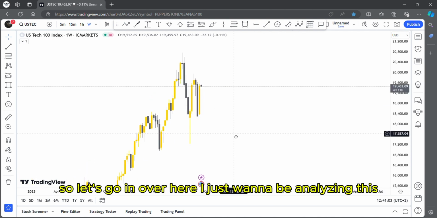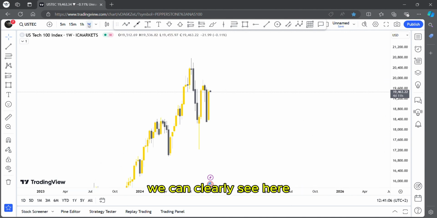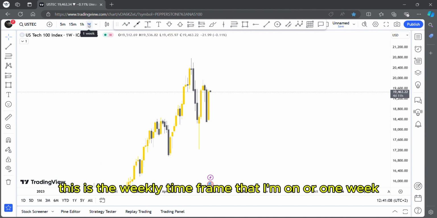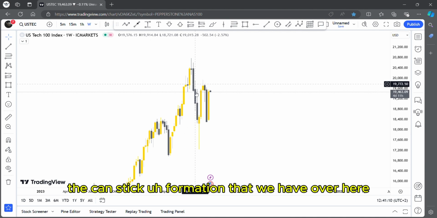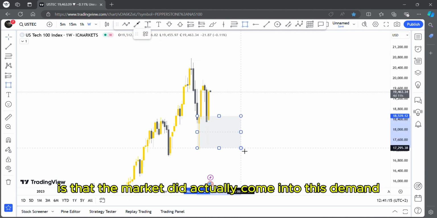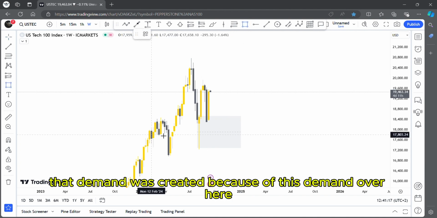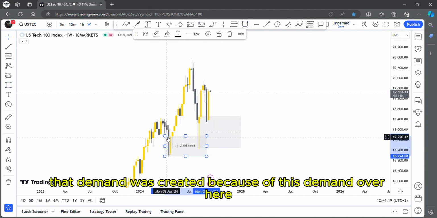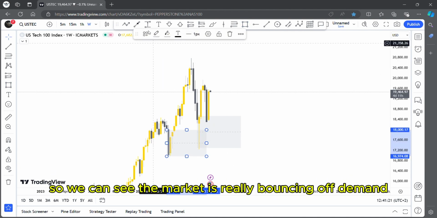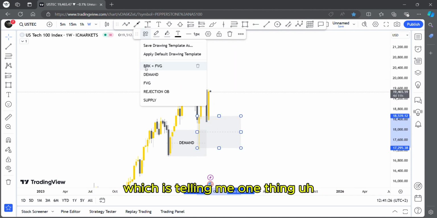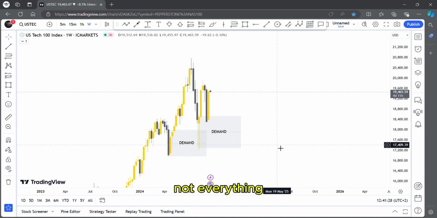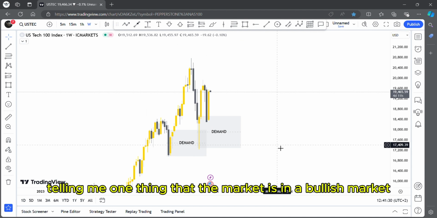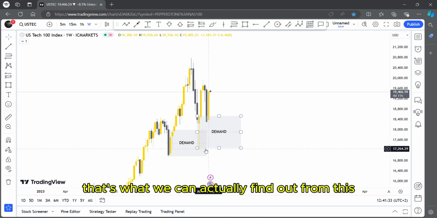I just want to be analyzing this. We can clearly see here, this is the weekly time frame that I'm on, or 1 week. The candlestick formation that we have over here is that the market did actually come into this demand, and of course that demand was created because of this demand over here. So we can see the market is really bouncing off demand, which is telling me one thing, not everything, telling me one thing, that the market is in a bullish market. That's what we can actually find out from this.